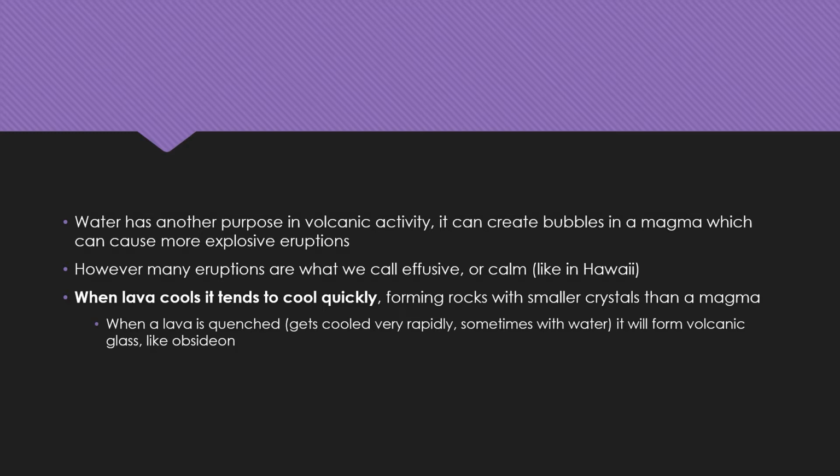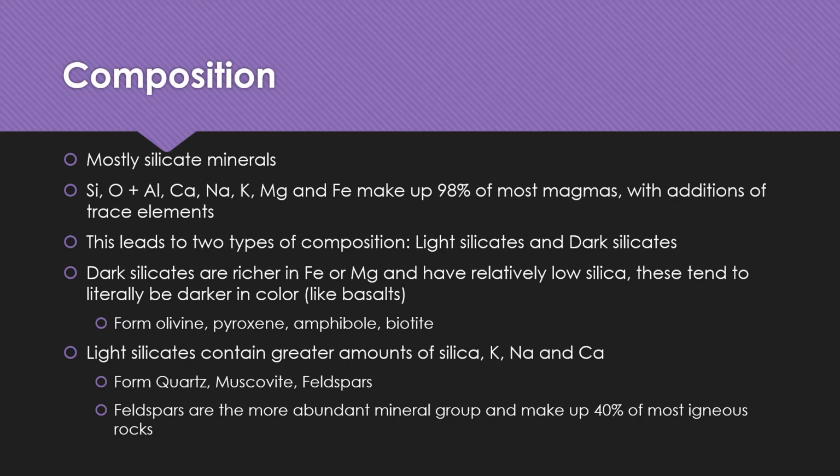But when lava cools, it tends to cool quickly. And this forms rocks with smaller crystals than magma. Okay? So when lava is quenched or gets cooled very rapidly, it will form volcanic glass like obsidian. The composition here is mostly silicate minerals like silica, oxygen, and aluminum, calcium, sodium, potassium, magnesium, and iron. Okay? These make up 98% of most magmas with additions of trace elements.